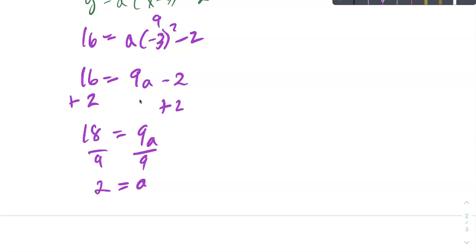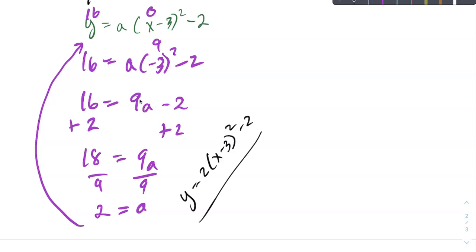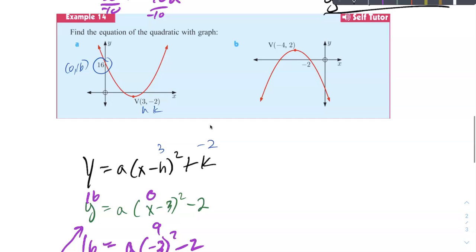So just like before, once we get our a, we go back here and plug it into our general equation. And we get y equals 2 times x minus 3 squared minus 2. There we go. So let's do one more, and then we call it a video. So this one, same idea.